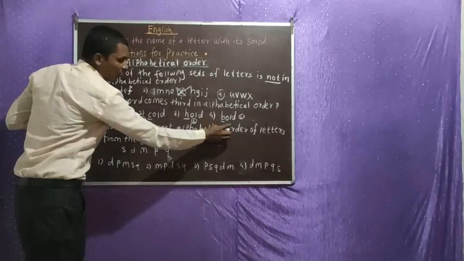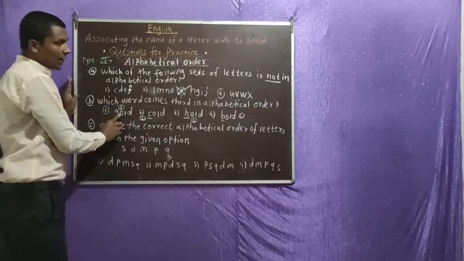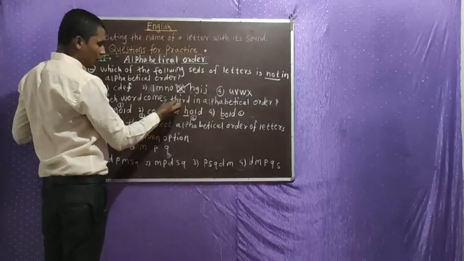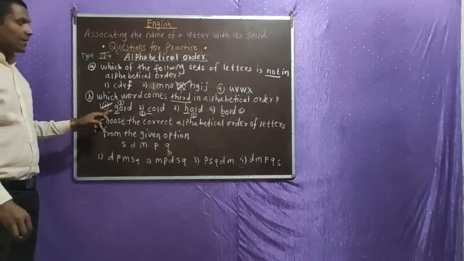Now see here, which word comes third in alphabetical order? First one is bold, second one is cold, third one is gold, and fourth one is hold. You have to find the third. Third means gold. Your option is option number 1.